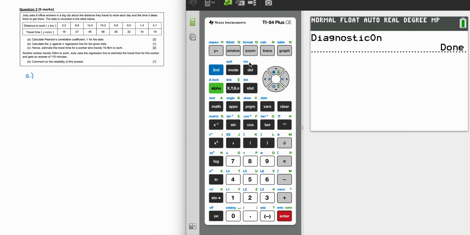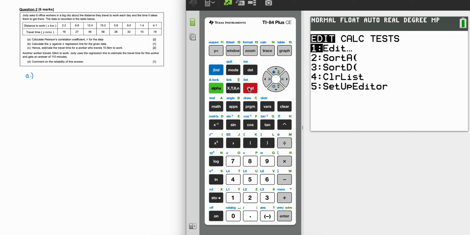the R value. So before you do anything with statistics, you need to make sure your diagnostic is turned on on the GDC. So to do that, you can do second function 0 to go into the catalogue, and then you're going to search down for diagnostic on and just make sure it's on. If it's not on, it won't work.